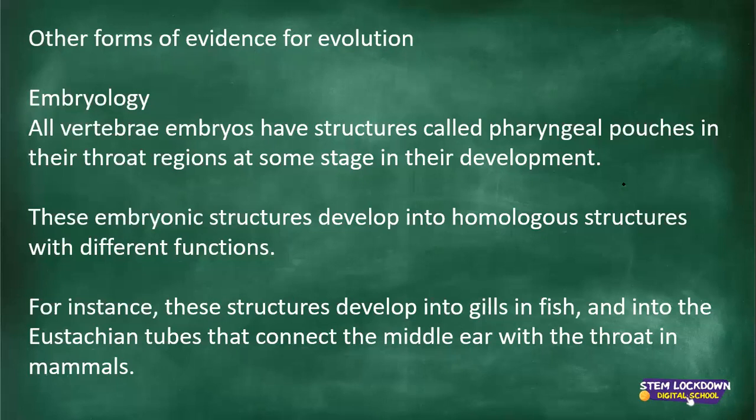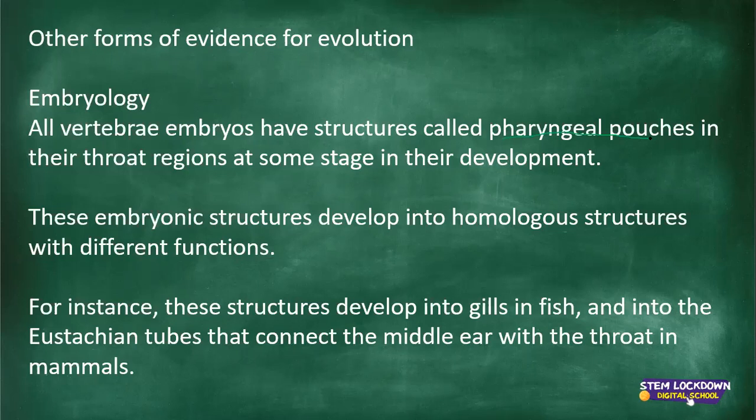And then, other forms of evidence for evolution, we have embryology. All vertebrate embryos have structures called pharyngeal pouches in their throat regions at some stage in their development. This here you've studied when we did reproduction and studying of the embryos. All vertebrate embryos have what? The pharyngeal pouches in their throat regions at some stage in their development.